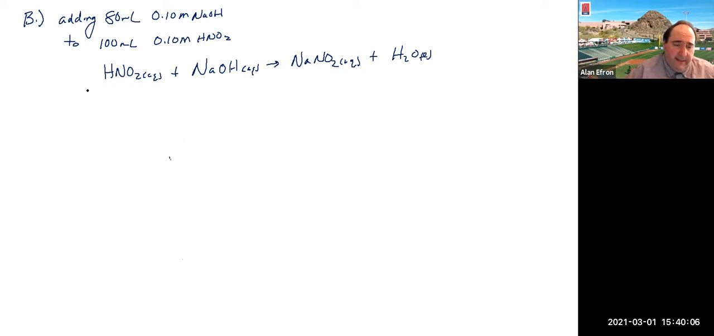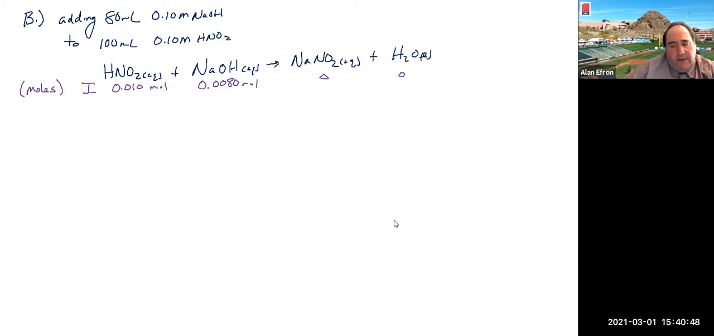So as we talked about a number of times at this point, we want to do this in moles. To figure out the moles of the HNO2, we're going to go 0.1, which is 100 milliliters converted to liters, times 0.1. But 0.1 times 0.1 gives us 0.01 moles. We'll do the same thing for sodium hydroxide. That's 0.08, converting that to liters, times 0.1, which is 0.008 moles. This is going to be zero. This is going to be zero.